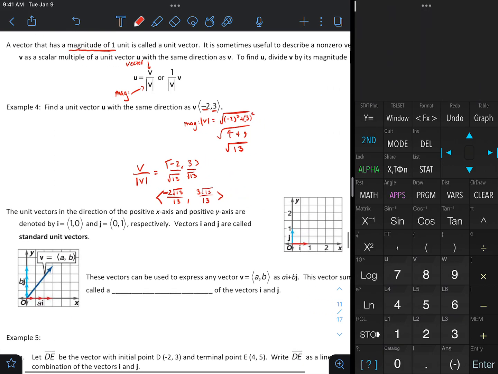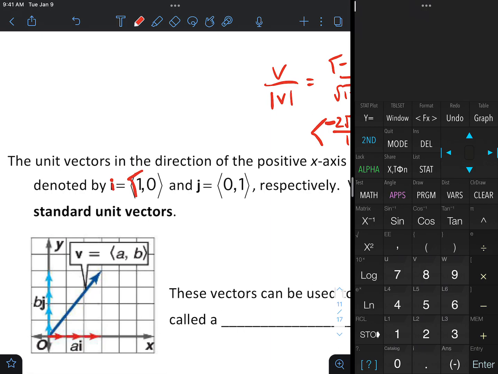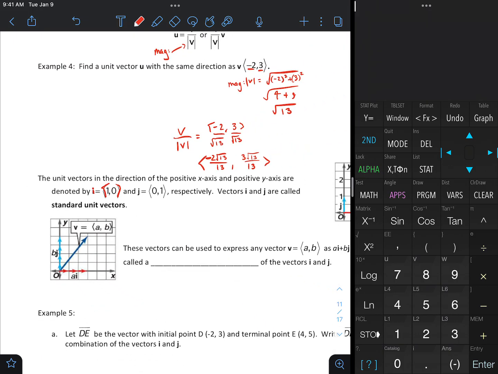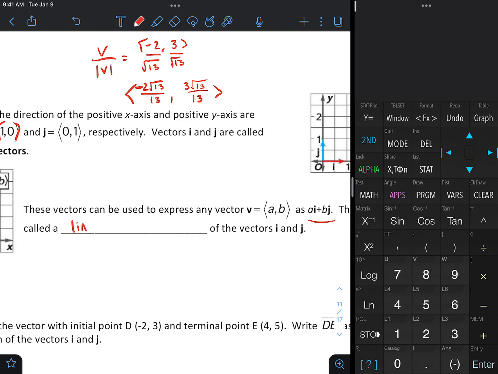Okay. This next part here, we're going to talk about linear combinations. So the unit vectors in the direction of the positive x-axis and y-axis are denoted by, we can call I, this unit vector here of 1, 0, and then j, 0, 1 right there. The vectors i and j are called standard unit vectors. And if we combine them up here, these vectors can be used to express any vector in component form, and we can write it as whatever a is times i, and then whatever that b number is, times j. And the sum of these here is called a linear combination.